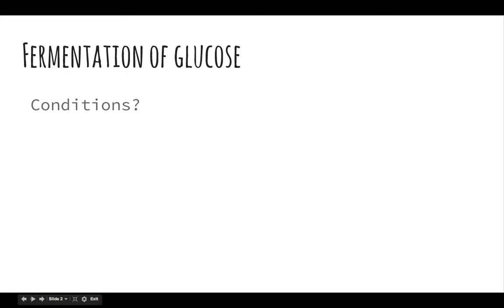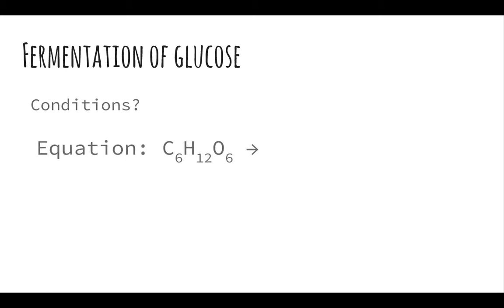So if we have a look at the conditions of fermentation of glucose, I'll leave you to continue doing that for homework together with your plan for the investigation. But if we look at the equation together, we can see that glucose, C6H12O6, will react to form 2 moles of ethanol in an aqueous state. So that might give you a clue as to the condition of glucose, as well as 2 moles of carbon dioxide gas.